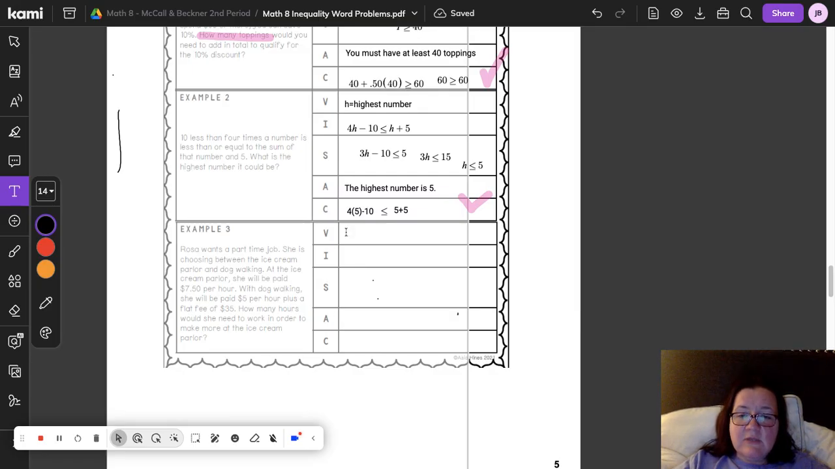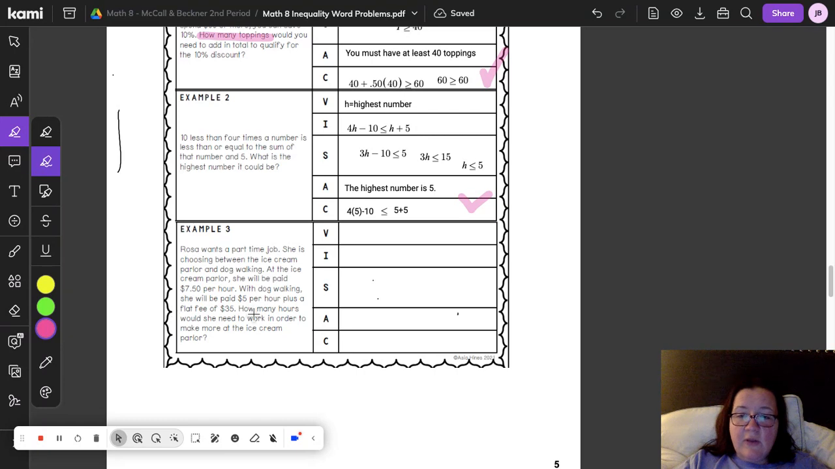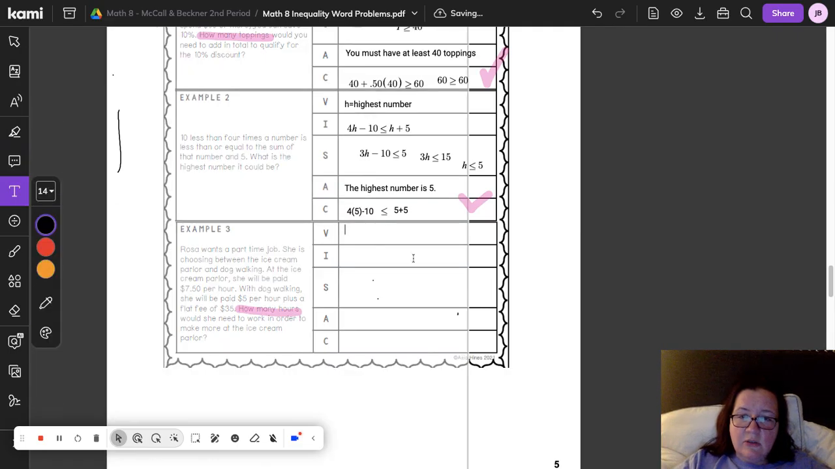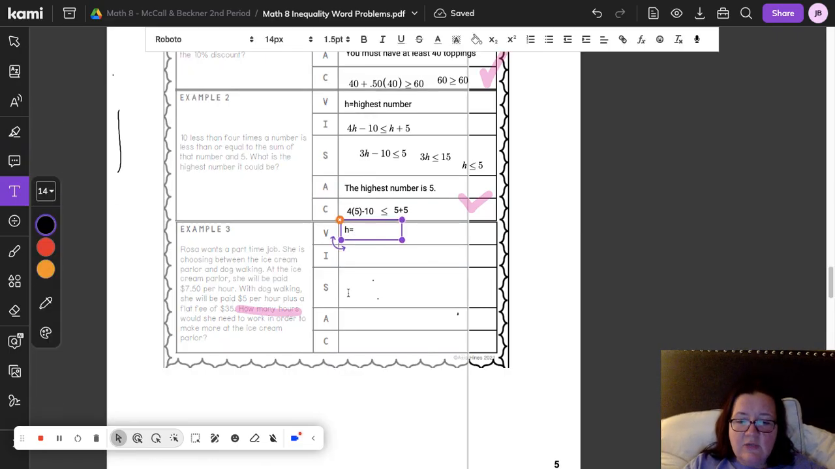So first thing we need to do is define our variable. We're going to look at the question. The question is how many hours? Okay. So our variable can be h. Use a lot of h's. H for number of hours. Okay, now we're going to write that inequality.